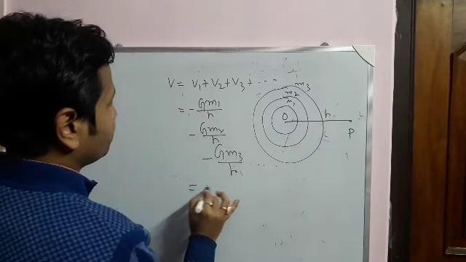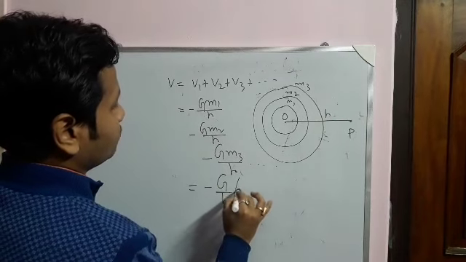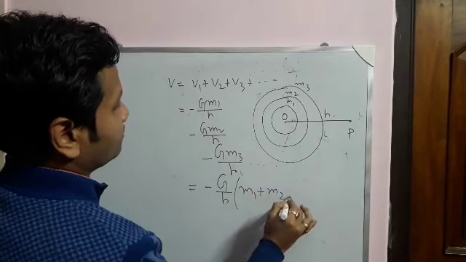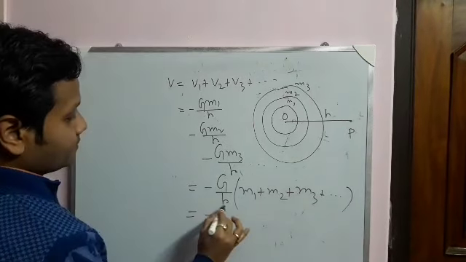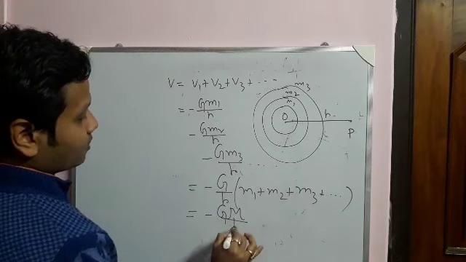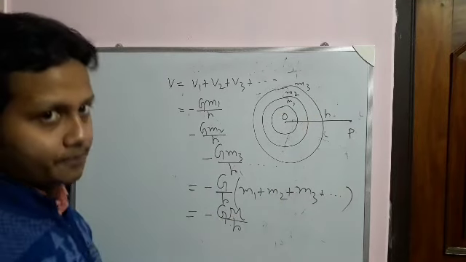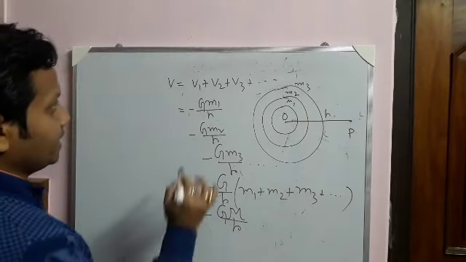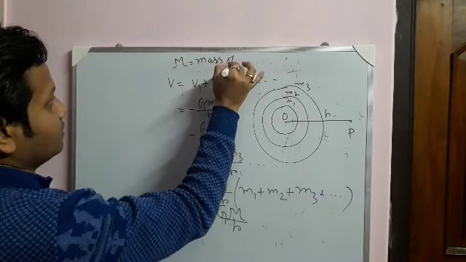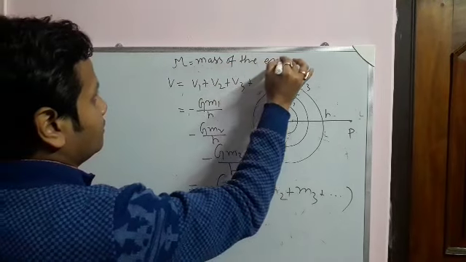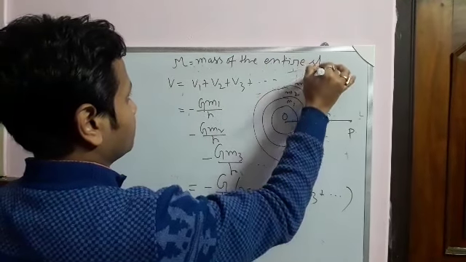So what can we write? Minus G upon R, we can write m1 plus m2 plus m3. So this is simply minus GM by r, where M is the mass of the entire sphere.